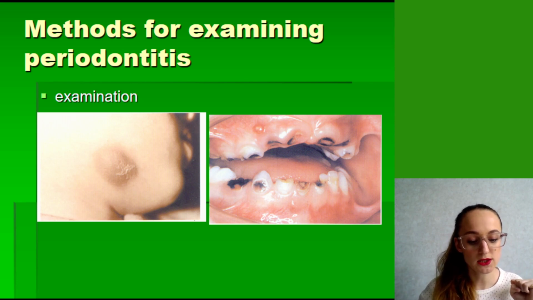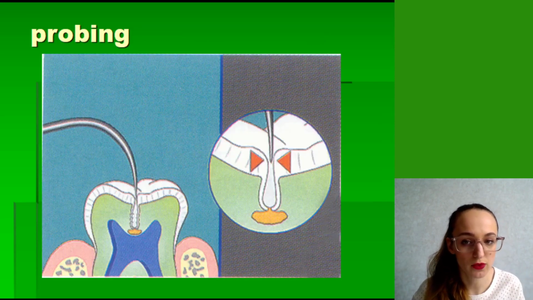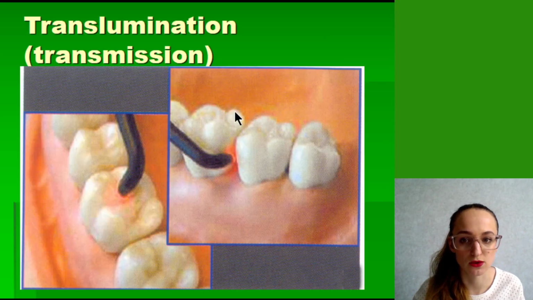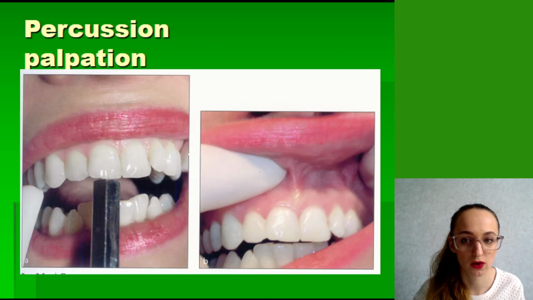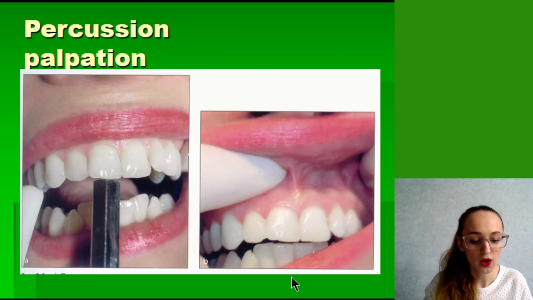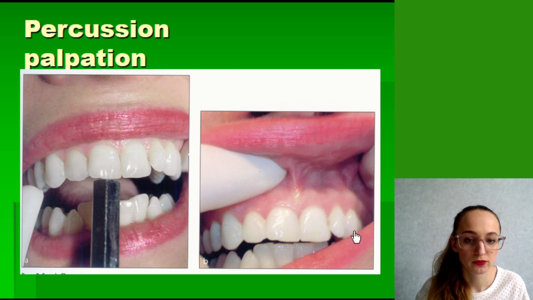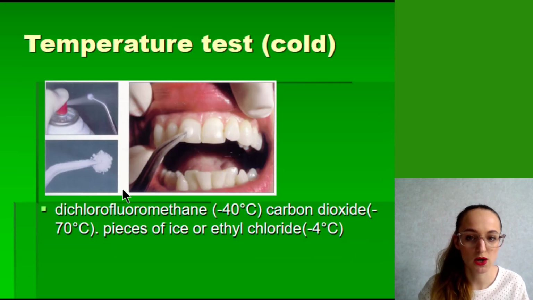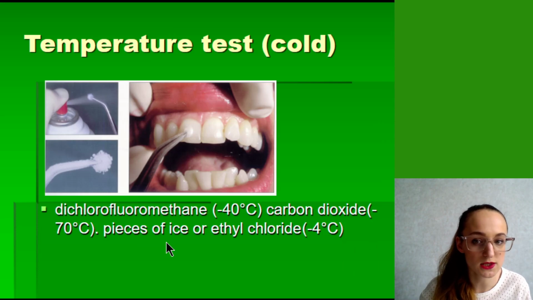And persistent pain is probing and transillumination. Percussion. Persistent pain indicates widespread inflammation of the pulp extending throughout the radicular pulp. Sorry, the radicular inflammation.